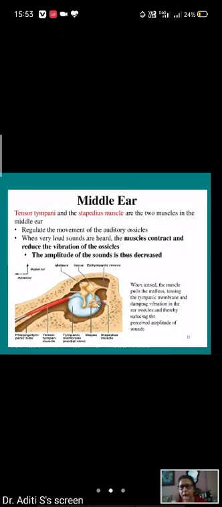The foot plate of the stapes moves forward and backward fast. This very first movement of the stapes is led by the stapedius muscle.